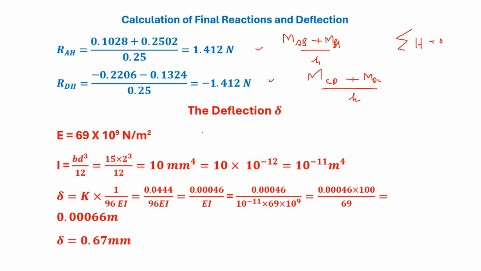You know that this is an aluminium frame, which has E equal to 69 GPa and I equal to BD cubed by 12, where B is 15 millimeter and D is 2 millimeter. Then you convert it to meter power 4. Once you are done with this, you have delta equal to K times 1 by 96 EI, which will give you 0.00066 meter, which is nothing but 0.67 millimeter.